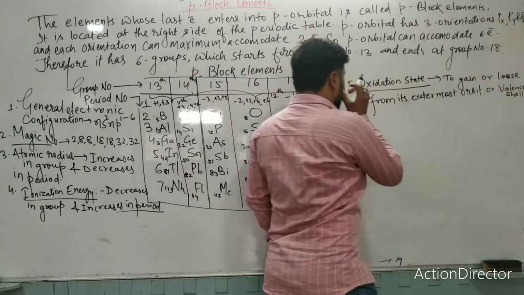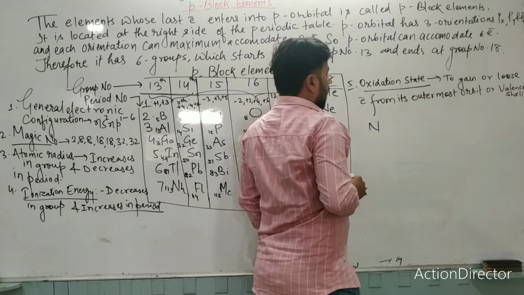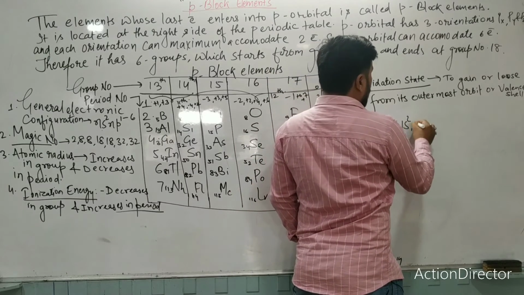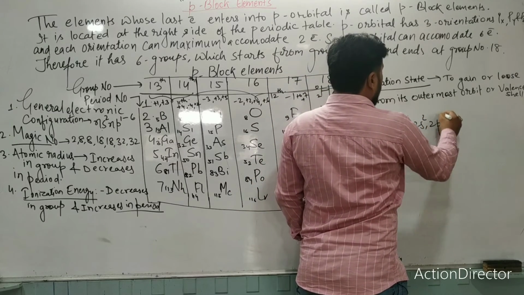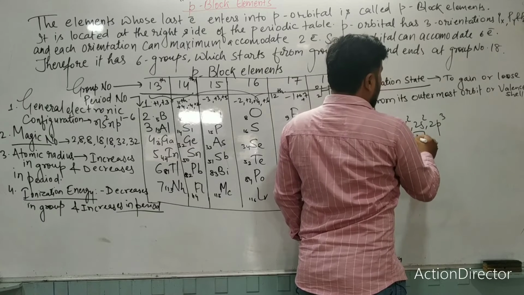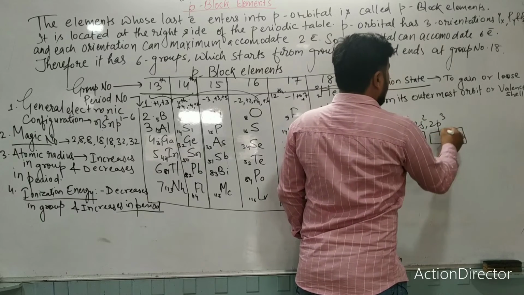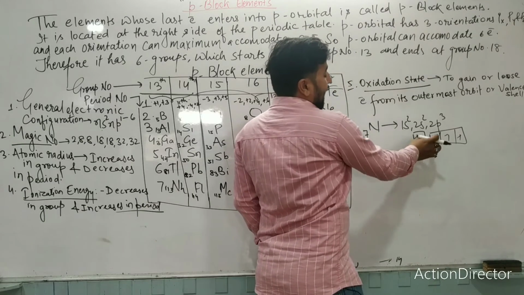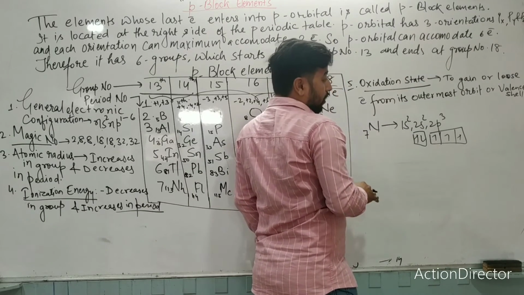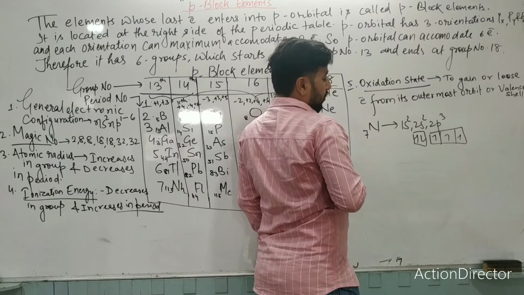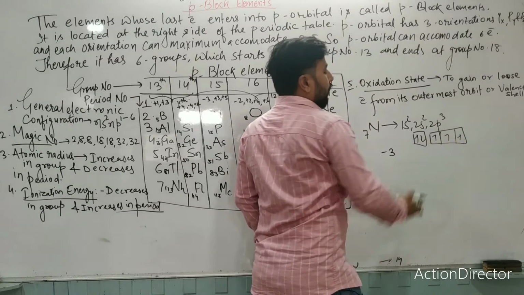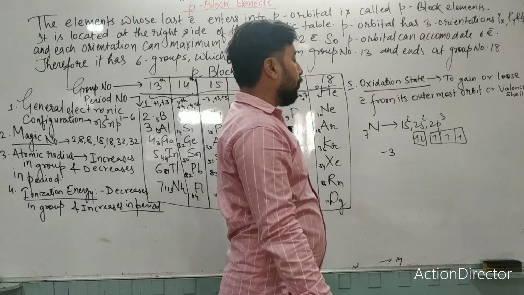As for example, just suppose I am talking about nitrogen. Nitrogen atomic number is 7. Electronic configuration 1s2, 2s2, 2p3. So here it has 2 electrons in 2s and 3 electrons in 2p. So here it requires 3 electrons to complete its octet. So -3, because if we give 3 electrons, it will get an electronic configuration of 2p6.